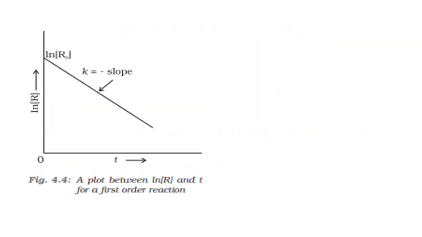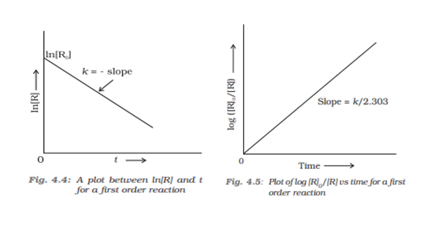This is a graph where we plot ln of [R] versus time for first order reaction, where we get intercept equal to ln of [R]0 and slope equal to minus k. The second graph involves plotting log of [R]0 by [R] with respect to time. It gives a straight line passing through origin with slope equal to k divided by 2.303.